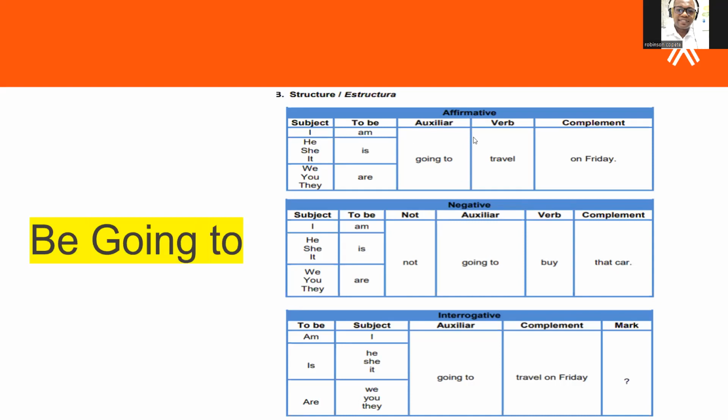¿Sí? Entonces, aquí tenemos la parte afirmativa. Pero si vamos a la parte negativa, miren que aquí lo único que cambia o se le agrega es la partícula not. Y ya en la interrogativa, lo que hacemos es que intercambiamos el subject pronoun con el verbo to be, the verb to be, ¿sí?, which is in the first place. And the subjects are in the second place. There's the difference. ¿Listo? Esta estructura es importante que la conozcan, que se apropien de ella, para que puedan estructurar correctamente sus oraciones.